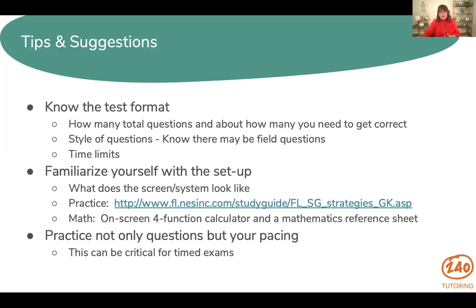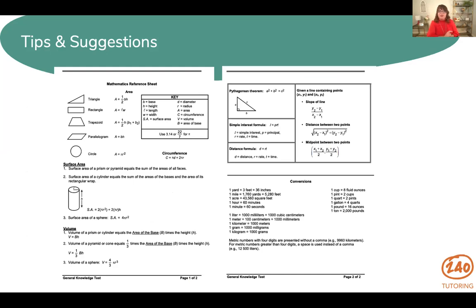All right, now my mouse is completely frozen. So here is that reference sheet. You can see you have formulas for area, surface area, and volume. You have that Pythagorean theorem. You have conversions there for you, the formula for simple interest. So be familiar with this so you can quickly locate things you need.